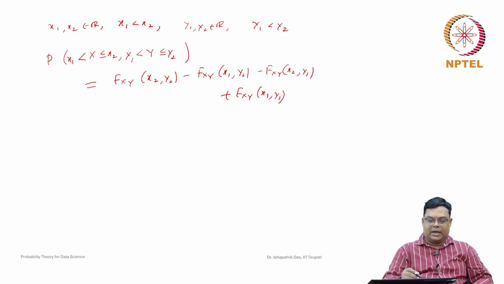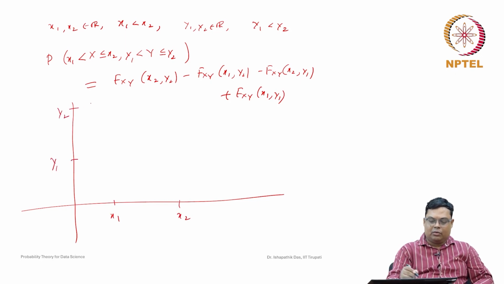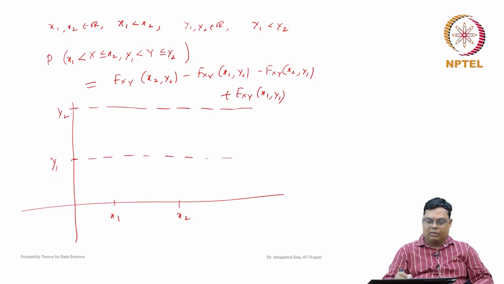Let us first do it graphically, because it will be easy to understand. This is x1, x2, and this is y1, y2. So, this is the line y equal to y1, y equal to y2, this is x equal to x1, this is x equal to x2. This point is x2 y2, this point is x2 y1, this is x1 y1, and this is x1 y2.